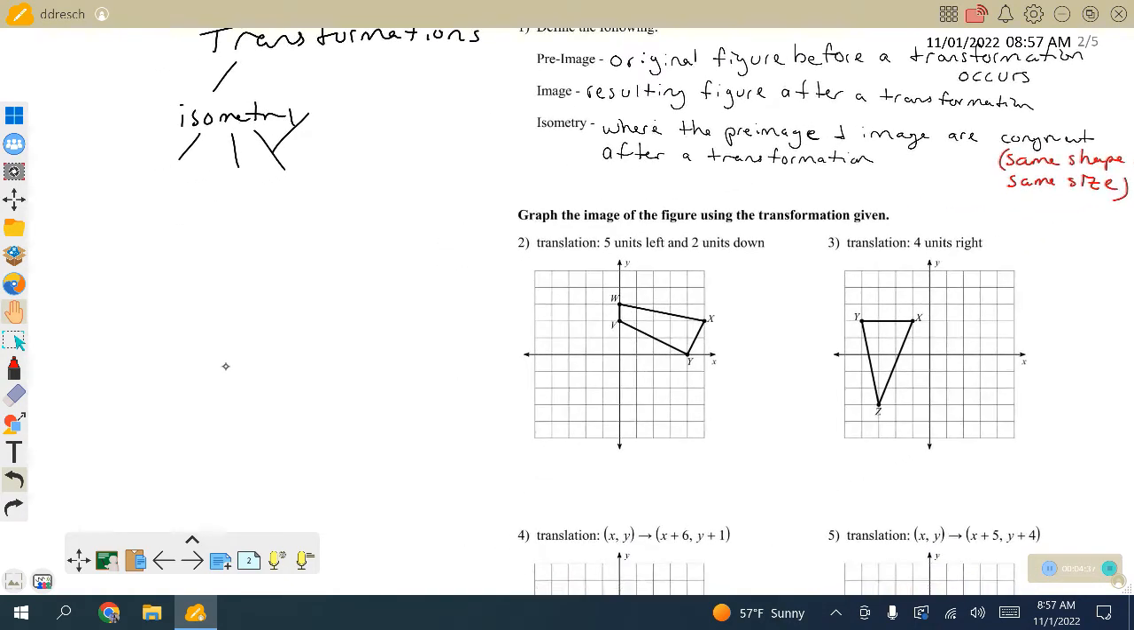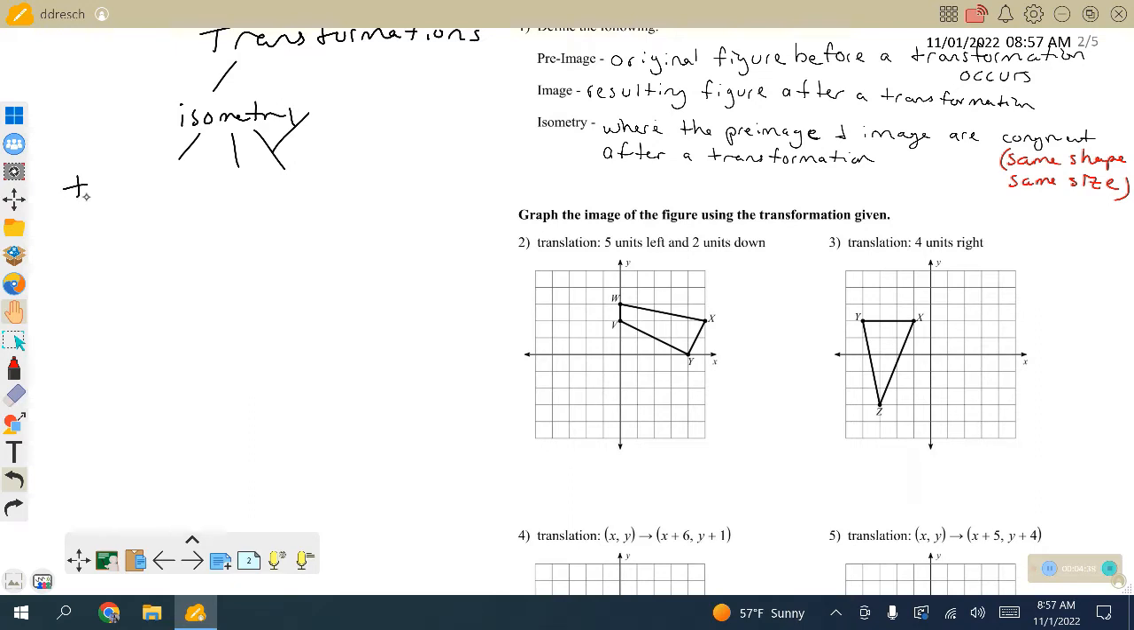One variety, what we're about to do first off, is a translation. And what we mean by a translation is a slide. Kind of the layman's version of that is what we call a slide. So you're taking that pre-image and you're sliding it left, right, up, or down. That's a type of isometry, because when you slide it, you're not changing any shape, you're not changing any size, you're just literally moving it left, right, up, and down.